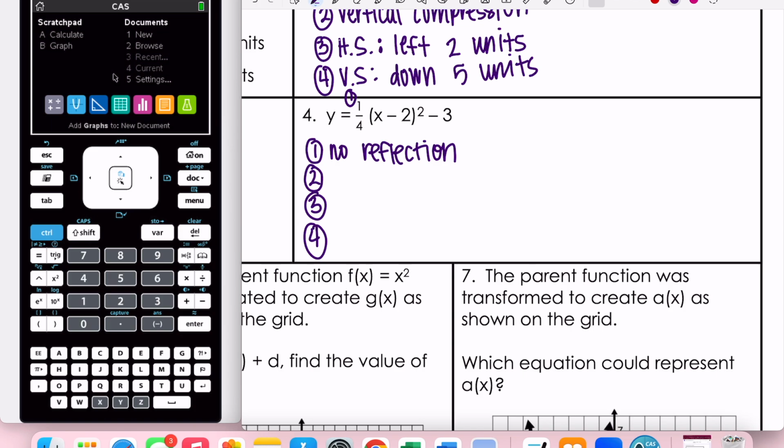Next, I want to look at the value of A. So the value of A here is 1/4. Again, that is less than 1. So remember, less means compress. So this would be a vertical compression.